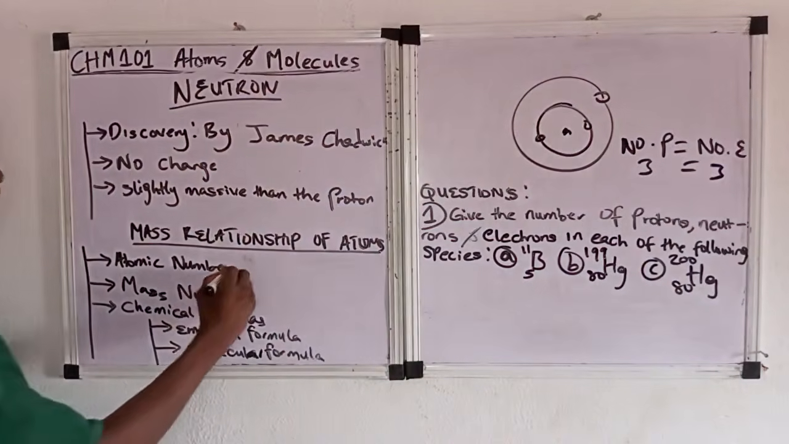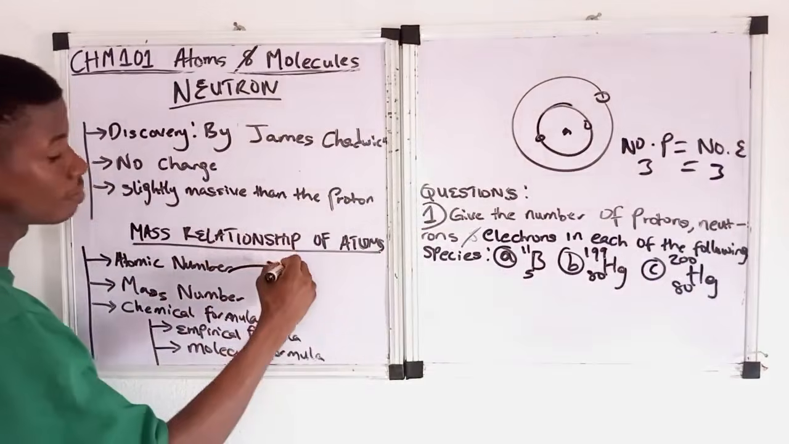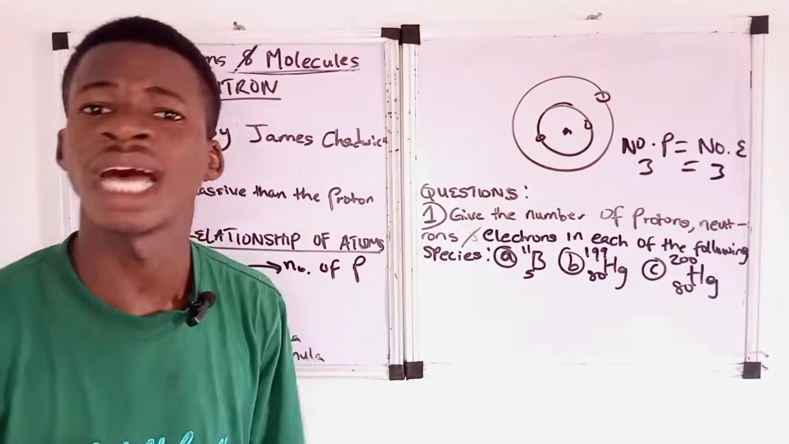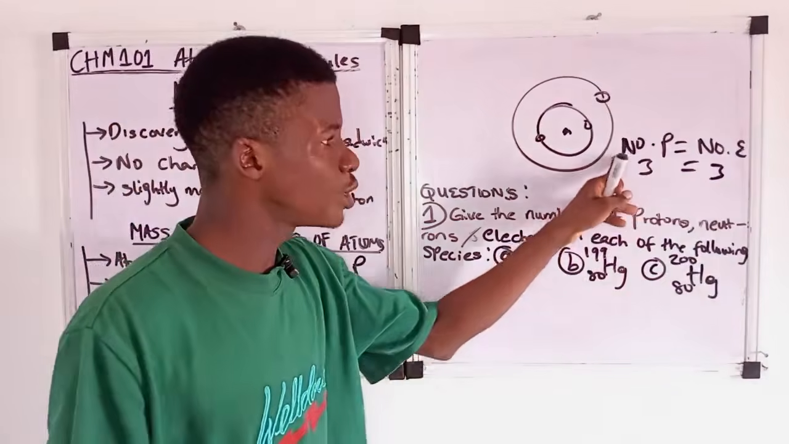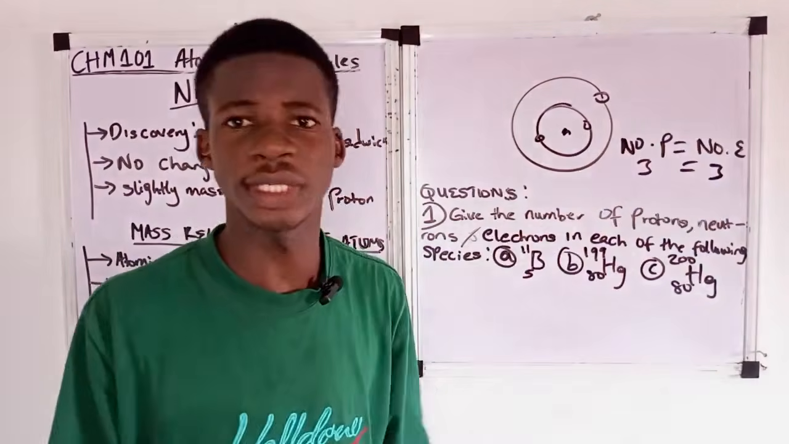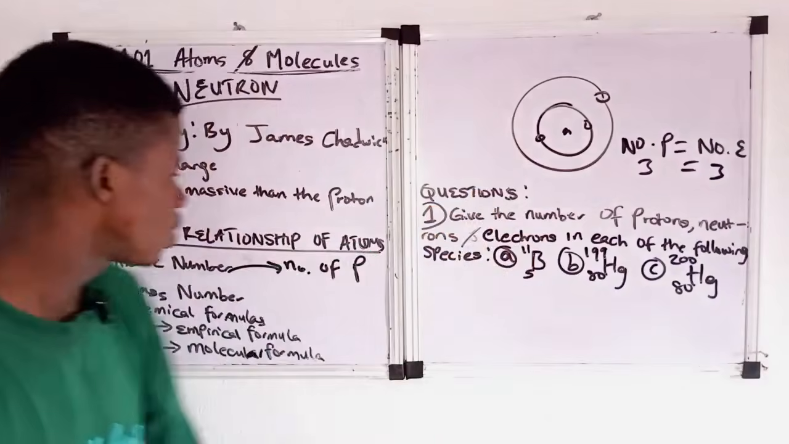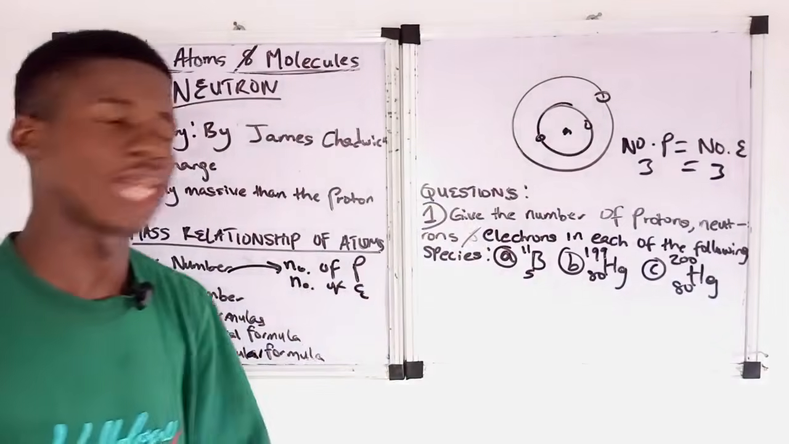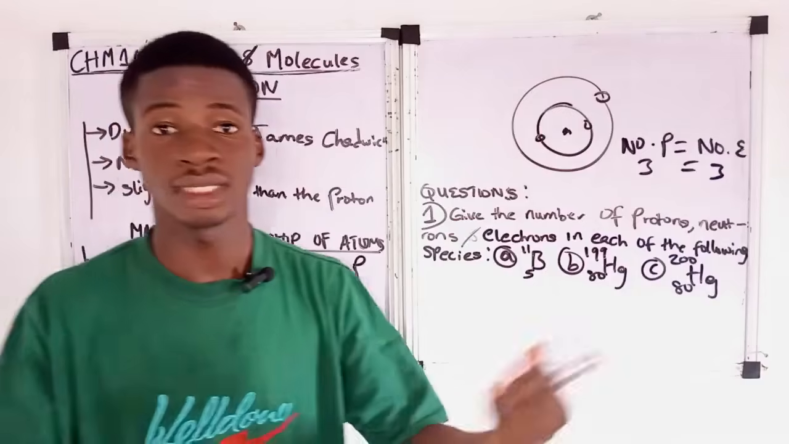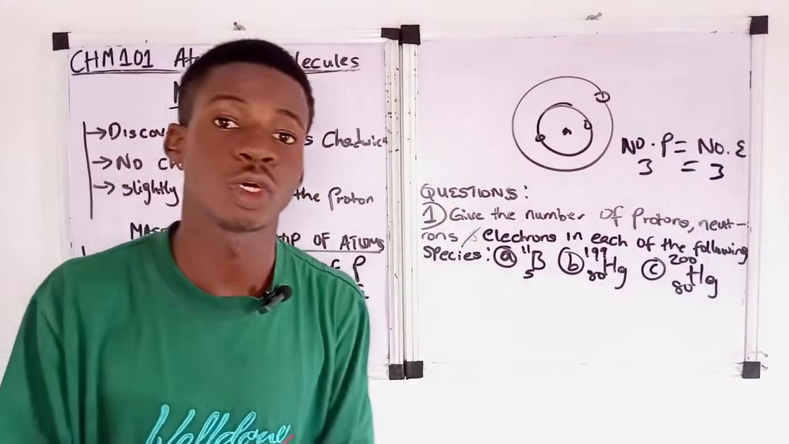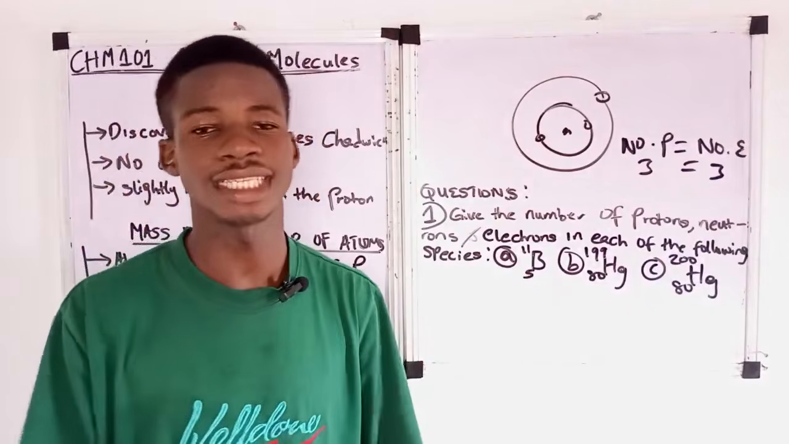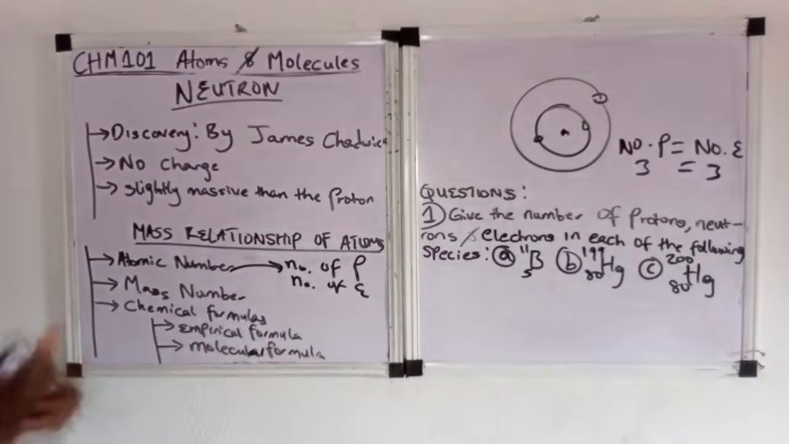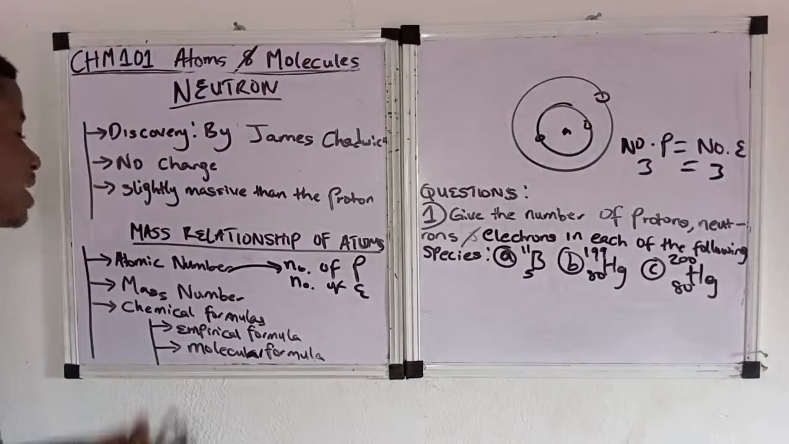Now remember, what is atomic number? Atomic number is the number of protons in the nucleus of an atom. Since the number of protons in an atom equals the number of electrons, atomic number can also be defined as the number of electrons in an atom. If they ask you what atomic number is, it is the number of protons in an atom. It can also be the number of electrons. Just take note that the number of protons in an atom equals the number of electrons.